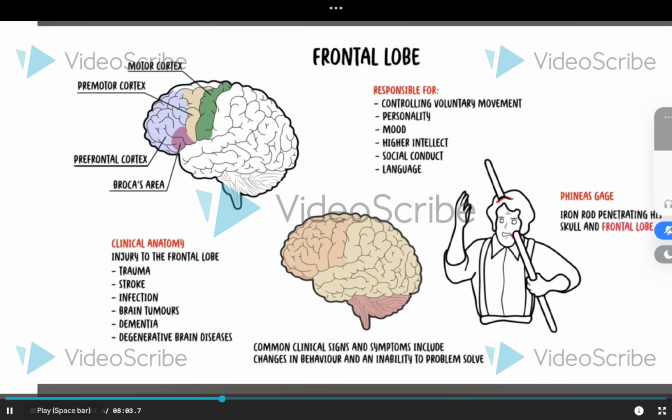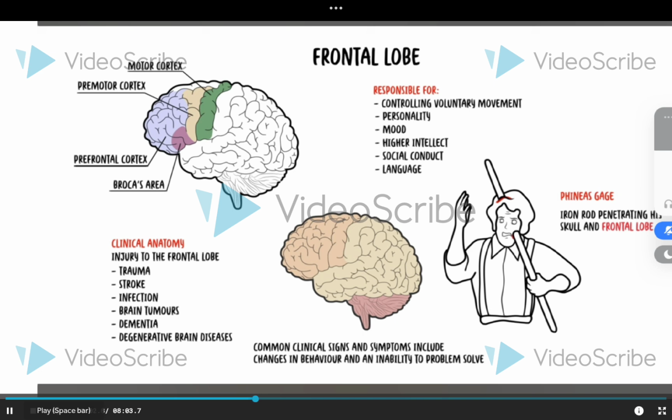The key areas in the frontal lobe: we have the motor cortex and the premotor area. Motor cortex controls voluntary muscle movement, premotor area plans and coordinates movement. And we have the prefrontal cortex, which handles complex thinking, problem solving and decision making. We have Broca area, which is responsible for speech production.